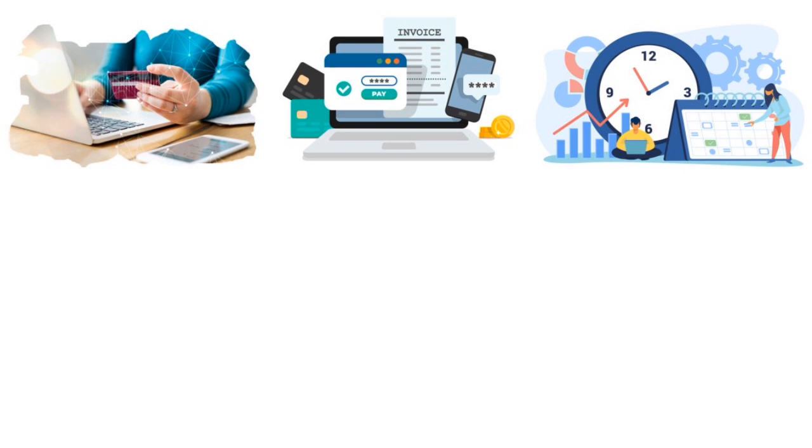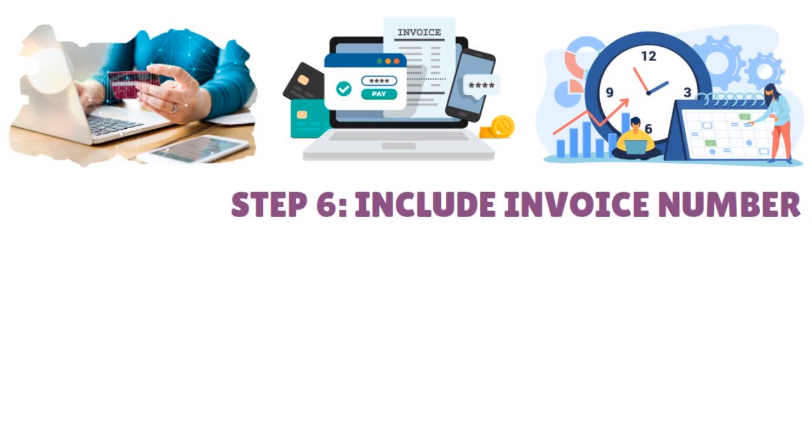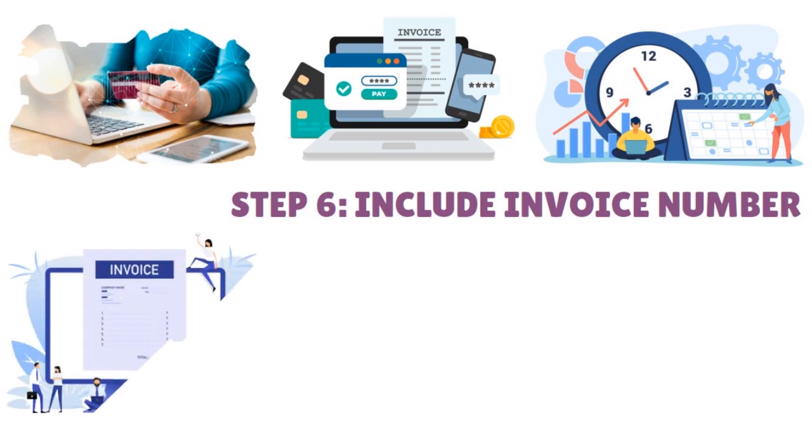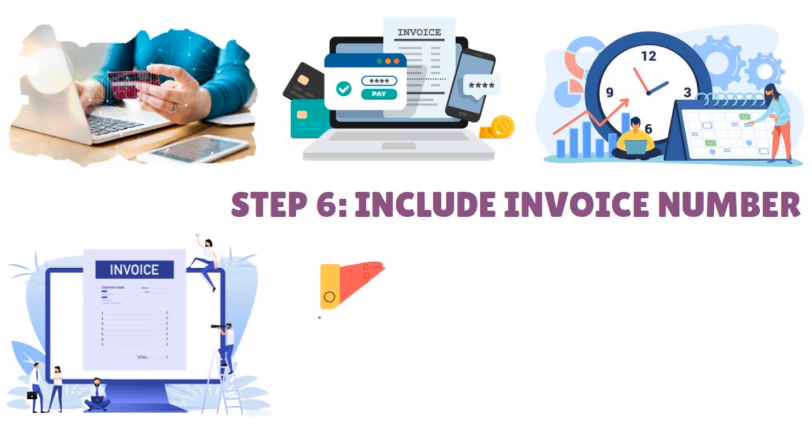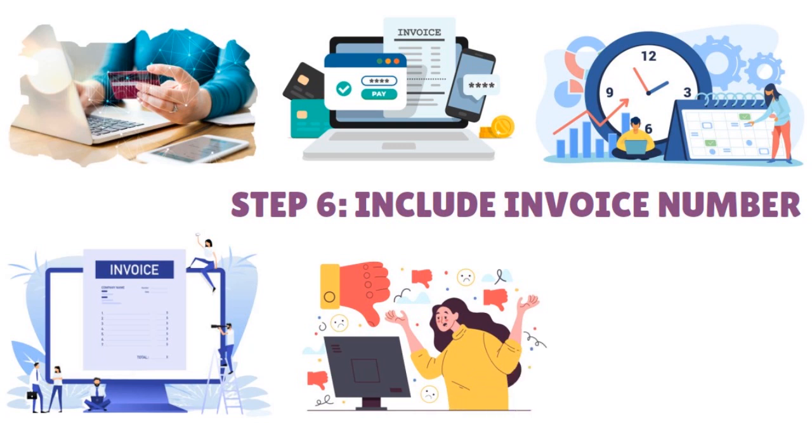Step number 6, you want to include the invoice number. The invoice number is really important. Every invoice should have a unique number, either numbered sequentially or following your own system. If you have accounting software, the numbers are generated based on what the system thinks is the best sequence for you. Just make sure no number is ever repeated, to avoid confusion and missed payments.